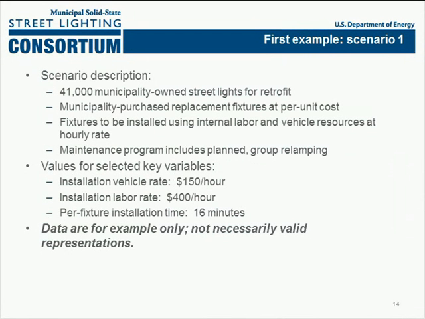Now I'm going to highlight a few key variables here. They aren't really important values in and of themselves, but in the second scenario I'm going to tweak these variables, so I wanted to mention the initial values for them. I'm going to assume an installation vehicle rate of $150 an hour, an installation labor rate of $400 an hour, and a per fixture installation time of 16 minutes. And if these costs potentially seem high to you, keep in mind that this isn't a per person labor rate, this is a per crew labor rate. And I also want to emphasize that some of the data that I'm showing you here is real, some of it I've just made up to fit my example. The goal here is to illustrate the capabilities and the flexibility of the tool, not to provide an appropriate data set.